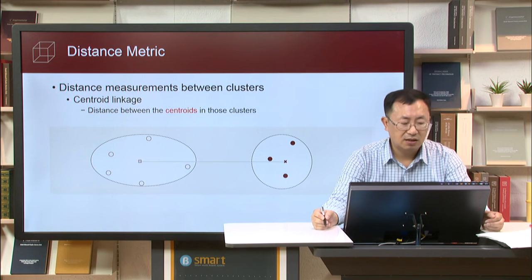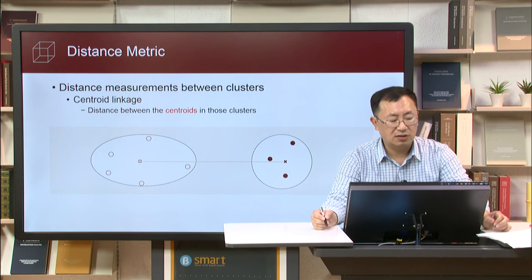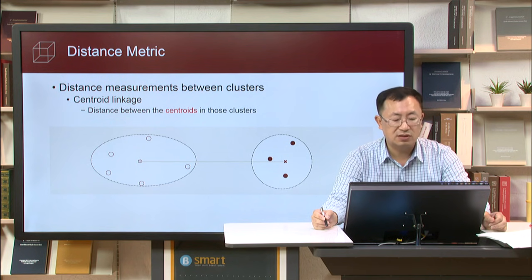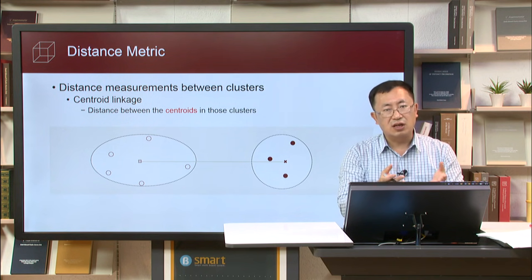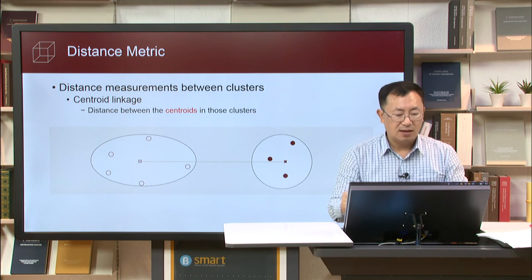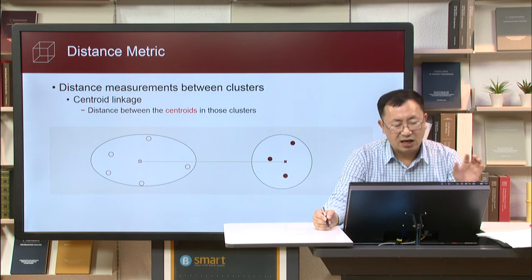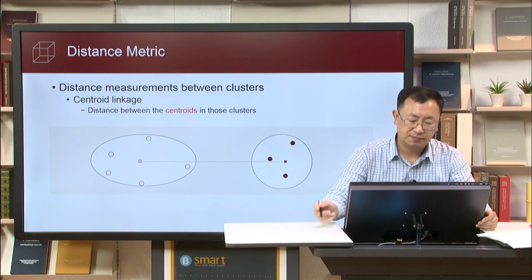Then finally, the centroid linkage calculates the distance between the centroids, which are the centers of the clusters. You can think of it as the center of gravity. And you just calculate the distance between the centroids of those two clusters.